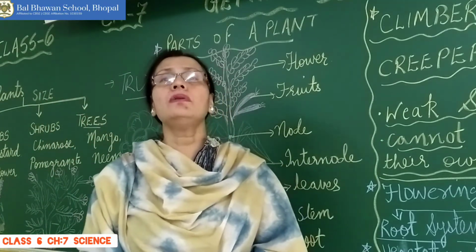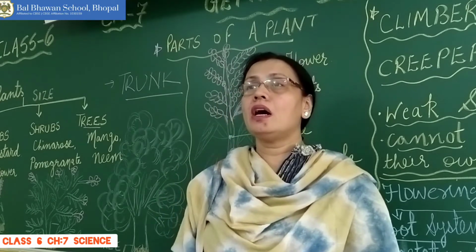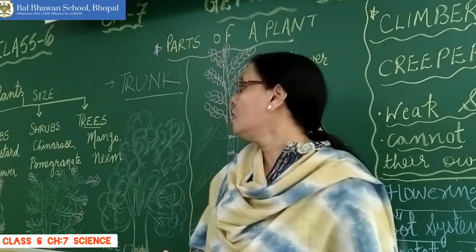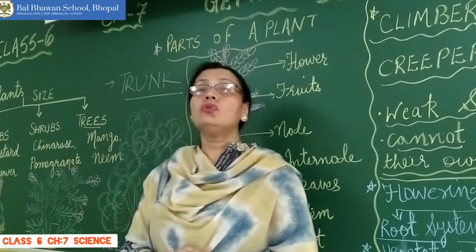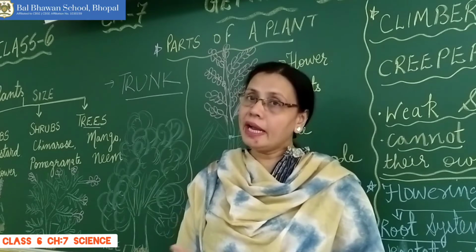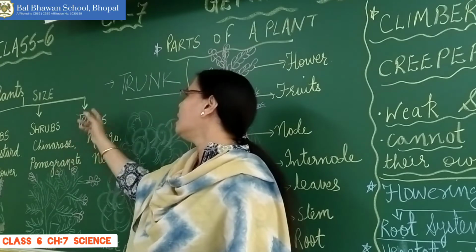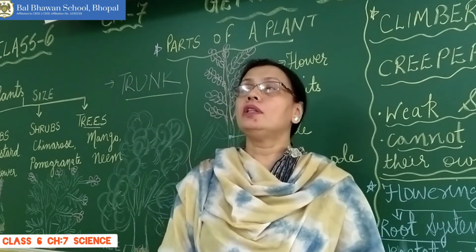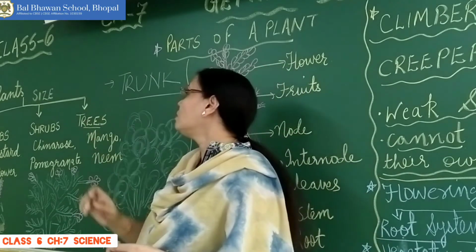Herbs means those plants which are less than 3 to 4 feet in height and are of less than your height. So these are called herbs. When we talk about shrubs, these are those plants which have medium size. They have a height more than 3 to 4 feet. Common examples are China rose and pomegranate. Then we have plants which are very tall in size and which are more than your body height. Such type of plants are called trees.